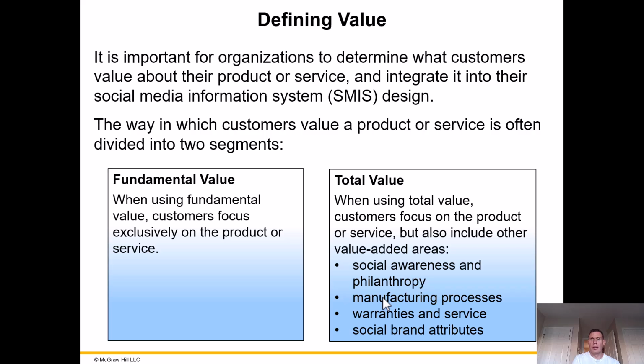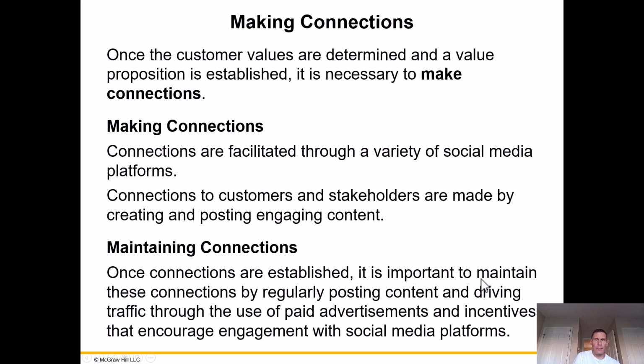The total value is a little different. When we use total value, customers focus on the product or service, but also include other value-added areas. So, for example, social awareness and philanthropy, manufacturing processes, warranties and service, and social brand attributes. Now, what about making connections? Because again, making connections with customers is a really effective way to make sales. So once the customer values are determined and a value proposition is established, it's necessary to make connections.